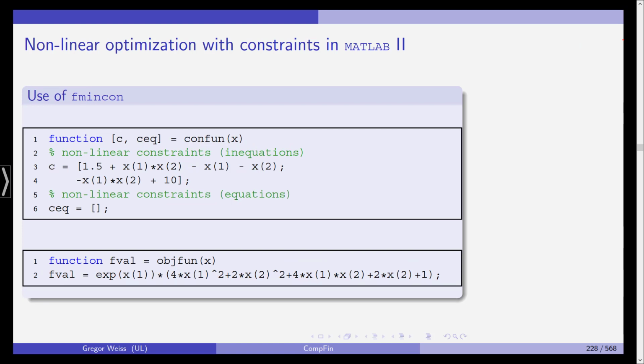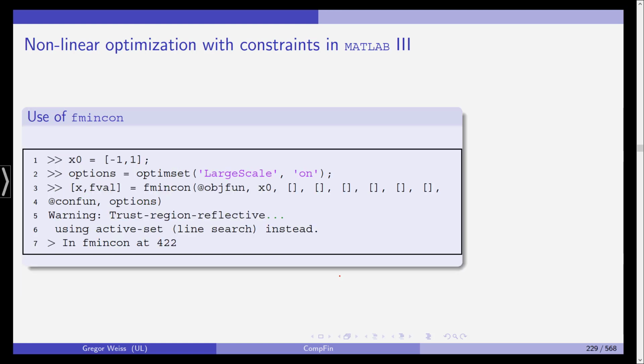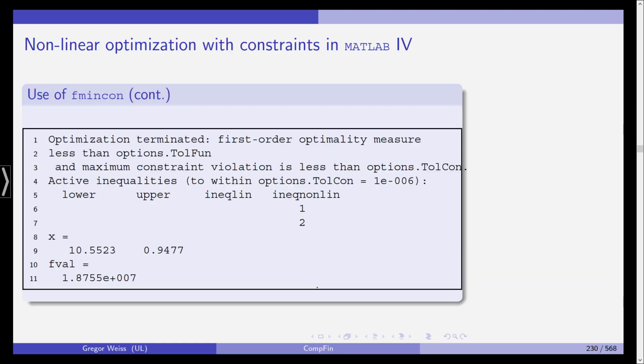So we first set the nonlinear constraints, the inequations and the equations. And then fval is the objective function, an exponential function of x1, and so on and so on. We have to define this. And now let's use fmincon. We have our objective function, x0 and our constraints, and we get the value 10.5523, 0.9477, and the function value, which is considerably high, but this is the result of our optimization here in Matlab.